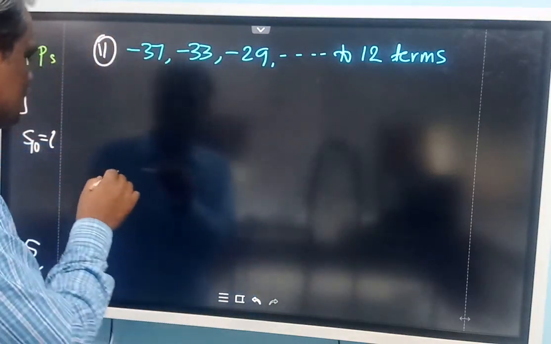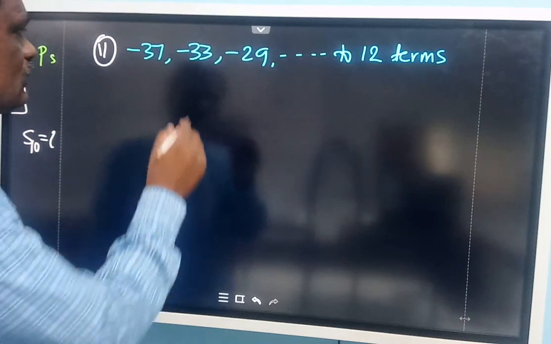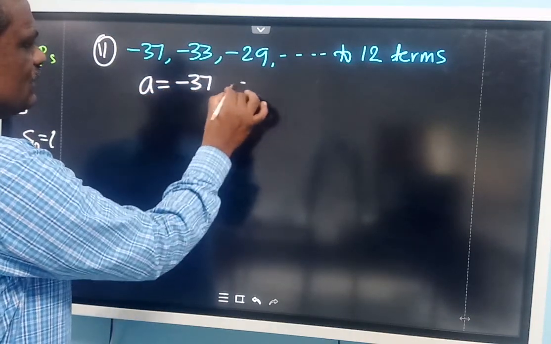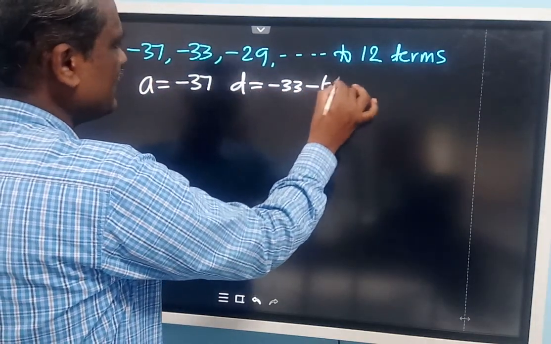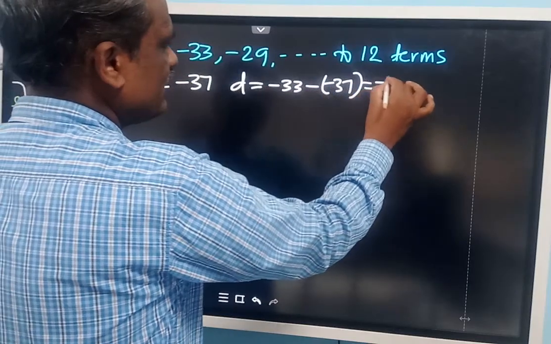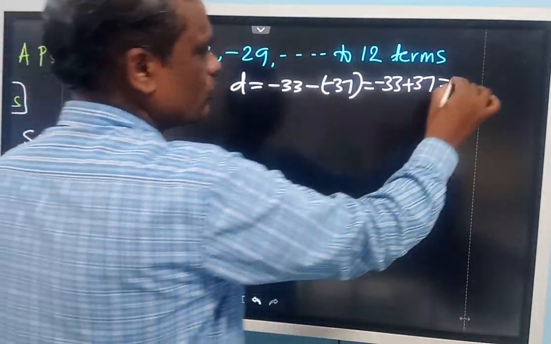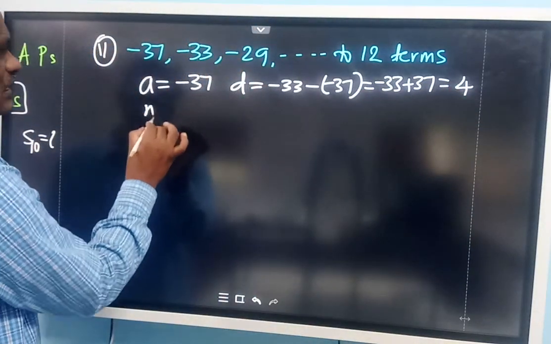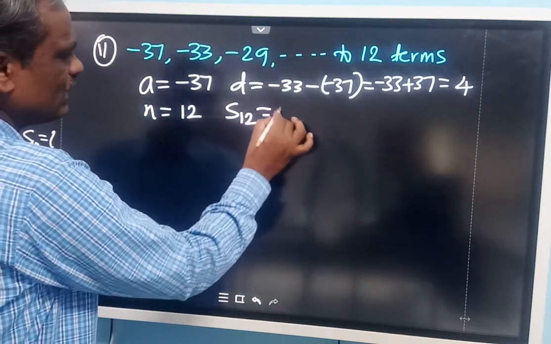So look at this. This sum is 180. Okay, let us check this. We have first term is minus 37. Common difference is minus 33 minus of minus 37, so that is minus 33 plus 37, it is 4. Plus 4 is the common difference. So n is equal to 12. We have 12 terms, so S12 we need to calculate here.